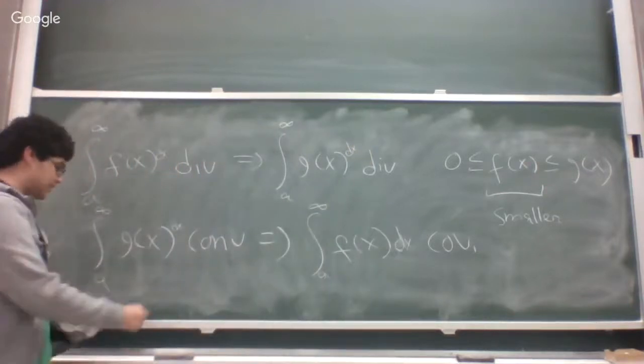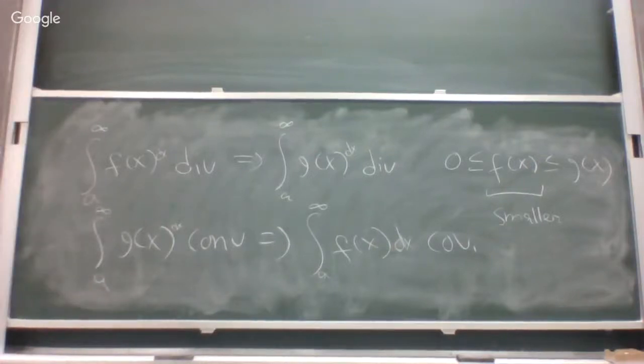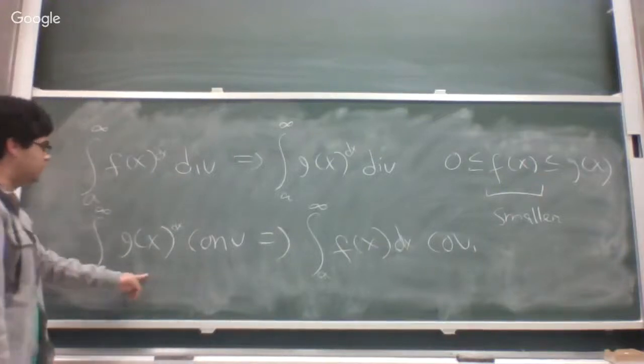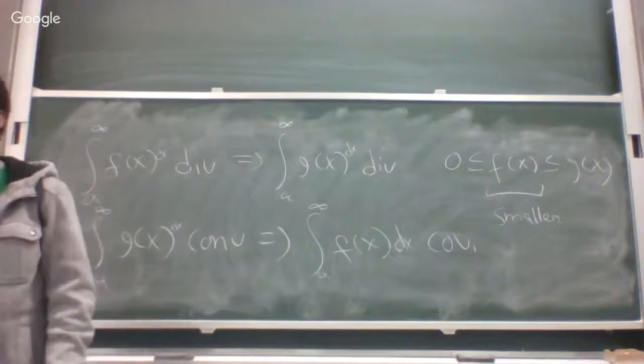So this means that if the bigger function is approaching some value, the smaller version has to approach some value as well. The smaller function can't just go up and diverge. Okay? Now let me ask you, if we know that the bigger function g of x diverges, what do we know about f of x?